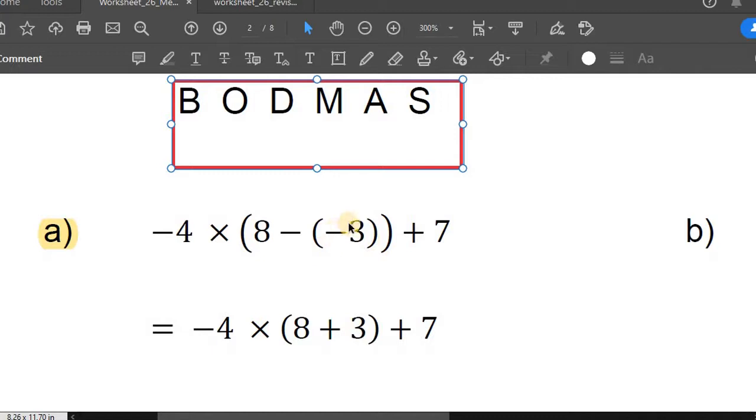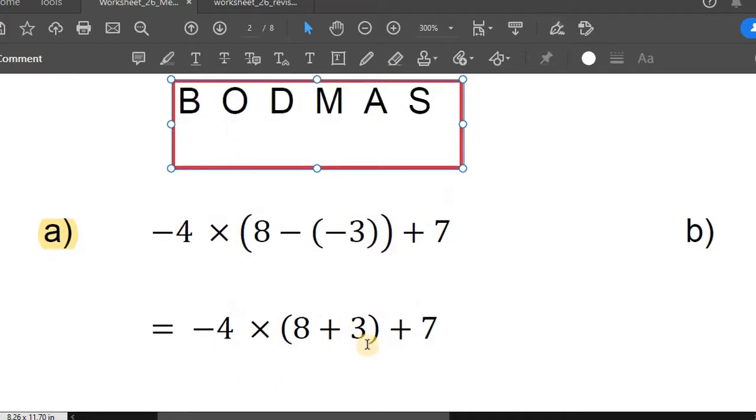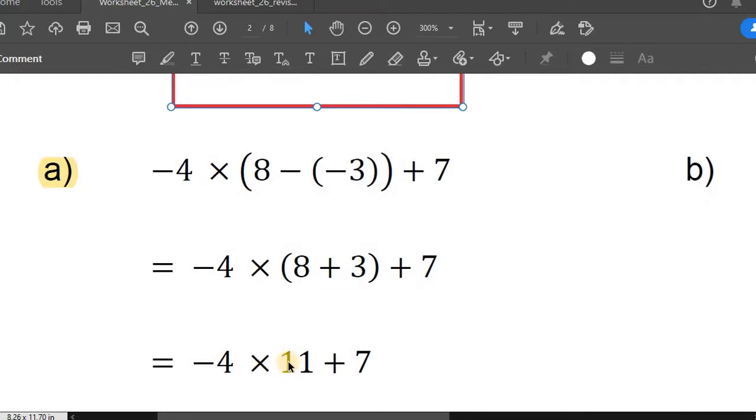Inside this bracket, I see that I can simplify this. Now, wherever you see two operators next to each other, like a negative and a negative, or a positive and a negative, we need to sort that out. So a negative and a negative will give you a positive. Then you have 8 plus 3. We simplify within our brackets. Remember BODMAS with B. 8 plus 3, we got 11.